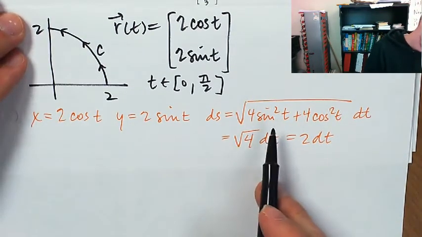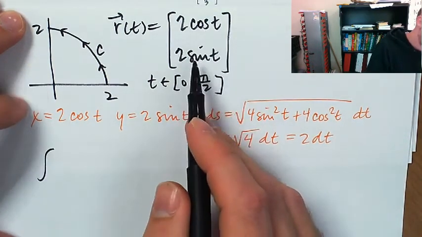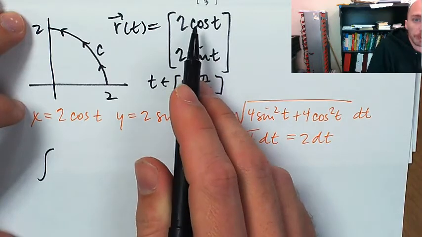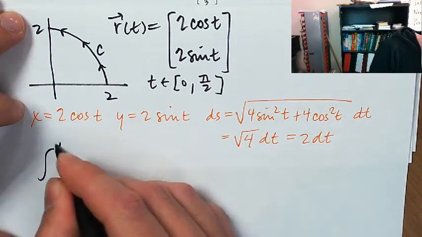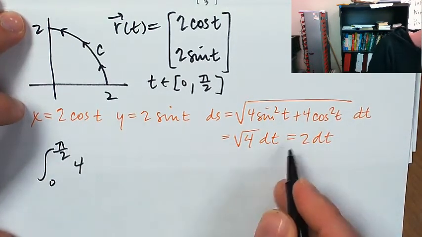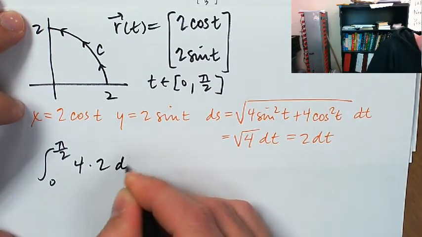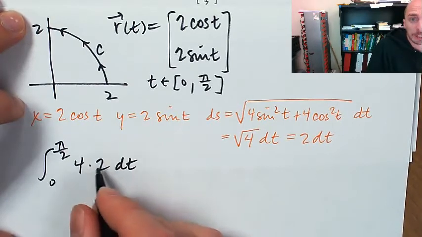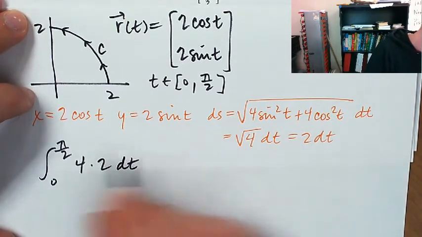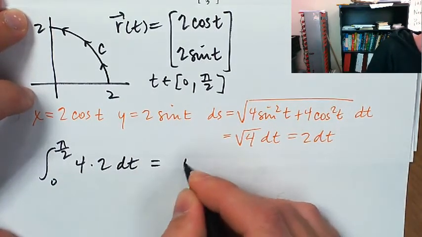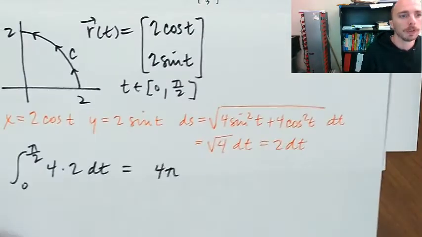Then we will say, all right, the integral of x squared plus y squared is going to be 4 cosine squared t plus 4 sine squared t, which is just going to be 4. And then ds is 2 dt, so I'm integrating 8 times the integral from 0 to pi over 2 of dt, well, that'll just be 8 times pi over 2. And yep, that's going to be all for this one.